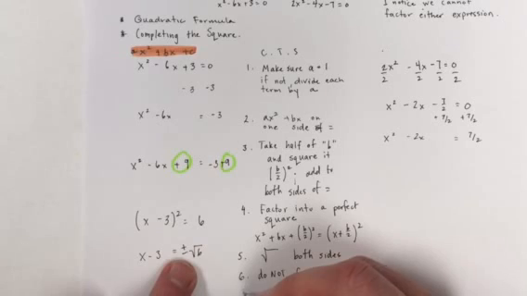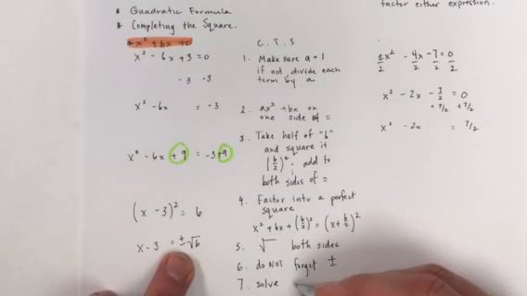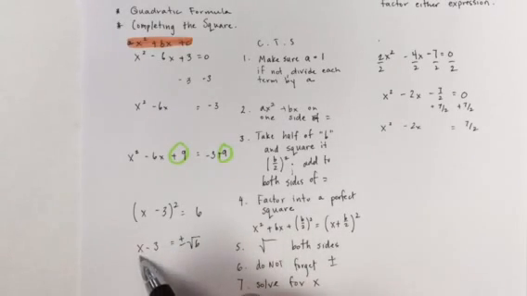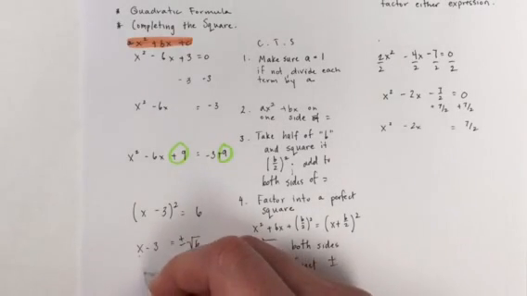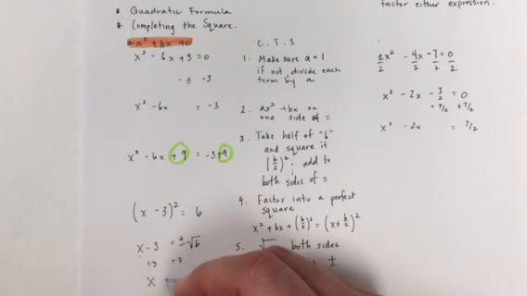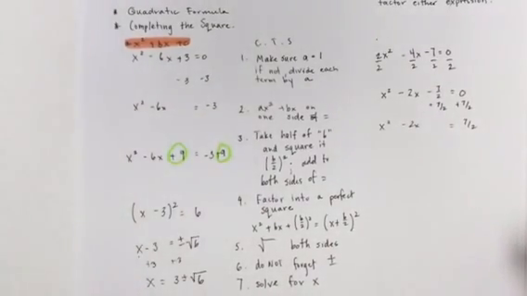And step 7, solve for x. And so I see the x is here, I see a 3, so I'm going to add 3 to both sides. And so my solution is x equals 3 plus or minus the square root of 6. And that's essentially the process of completing the square.